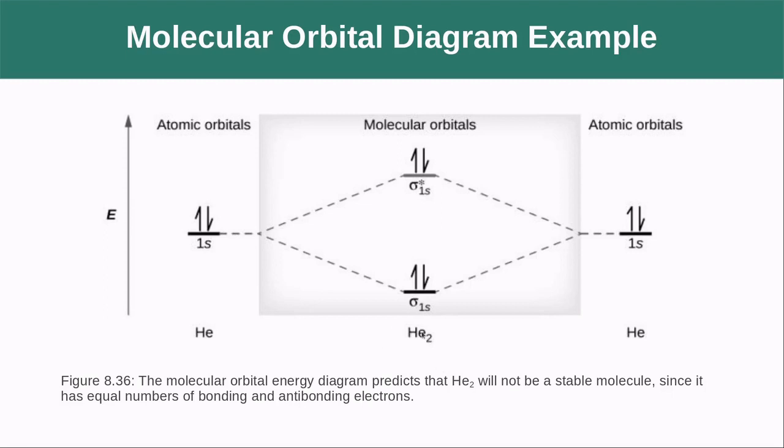Diatomic helium, on the other hand, has 2 electrons in an antibonding orbital and 2 electrons in a bonding orbital down here. These are going to cancel each other out, so we wouldn't predict that diatomic helium would be stable, and it is in fact not.